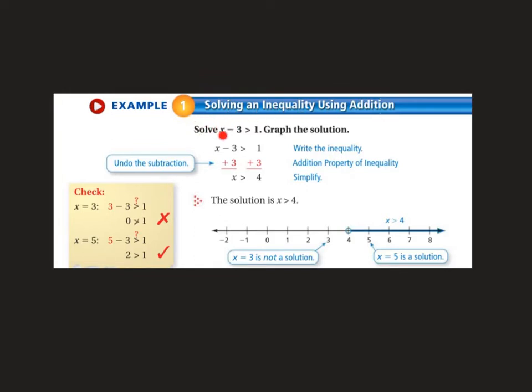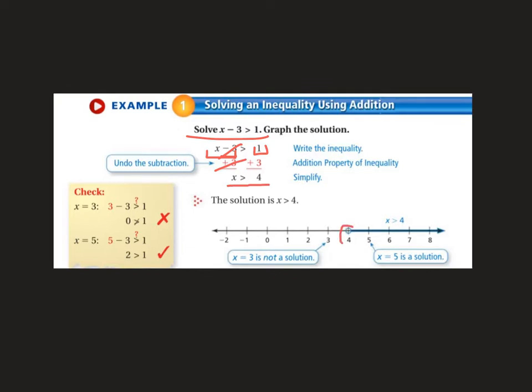So we have: solve x minus 3 is greater than 1 and graph the solution. All right, so our first thing to do to solve this, well, we have x minus 3, okay? So we're going to subtract 3 from each side. Sorry, we're going to add 3 to each side because we start off subtracting 3 here, right? We start off subtracting 3, we want to add 3 to get rid of that. And what we do to one side, we must do to the other. So we add 3 to both sides, we get x is greater than 4.